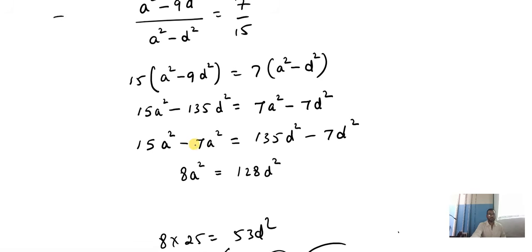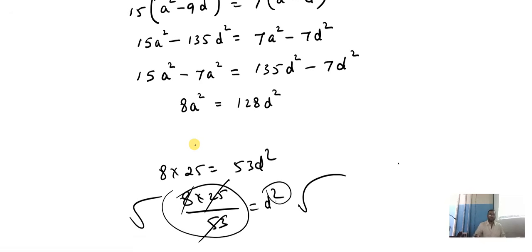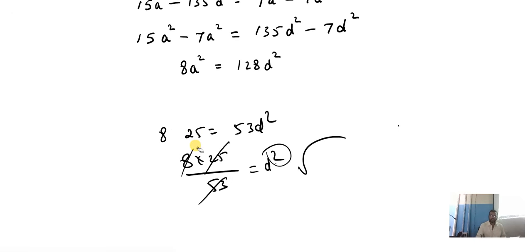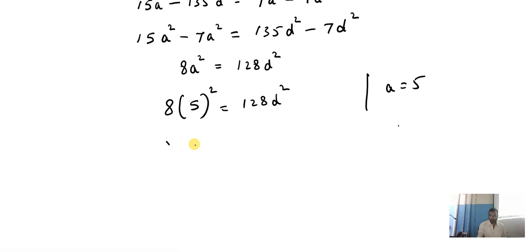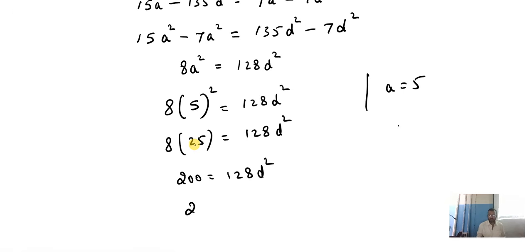Understood? Now, can we substitute here the value of a? Yes. The value of a is 5. We know that a is equals to 5. 8 a square is equals to 128 d square. 8 into 25 is equals to 128 d square. 8 25s are 200. 200 is equals to 128 d square. Then 200 divided by 128 is equals to d square.